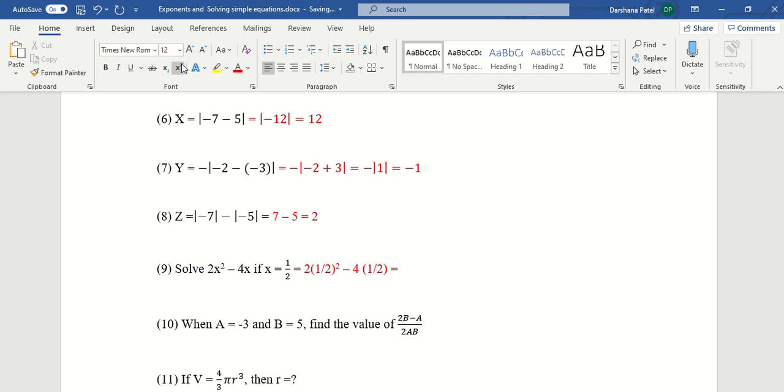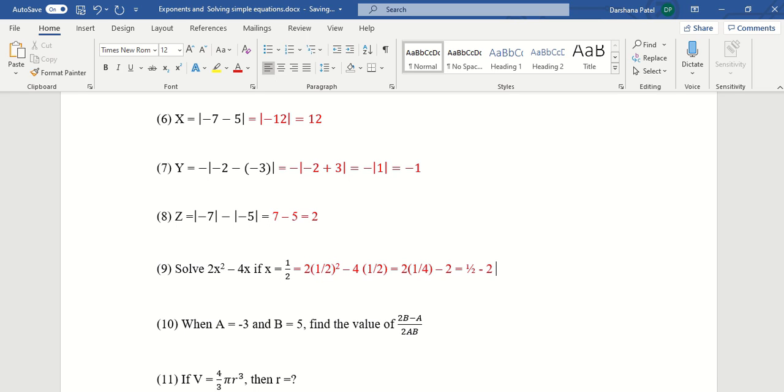Now 2 times half square is 1 square, which is 1, divided by 2 square, which is 4. So it's 2 times a quarter minus half of 4 will be 2. Now 2 times a quarter, the 2 and 4 reduces to 1 and 2. So basically it becomes a half.